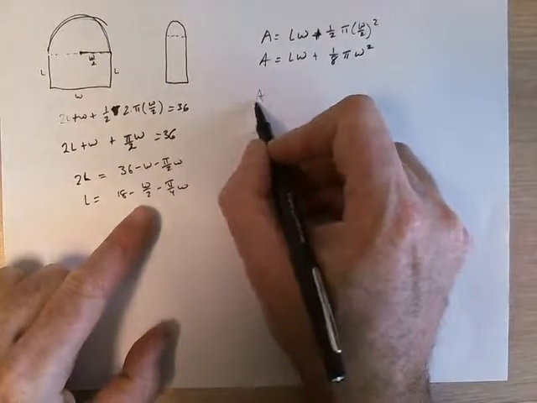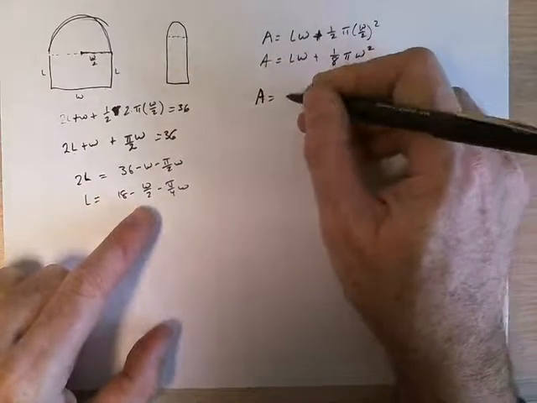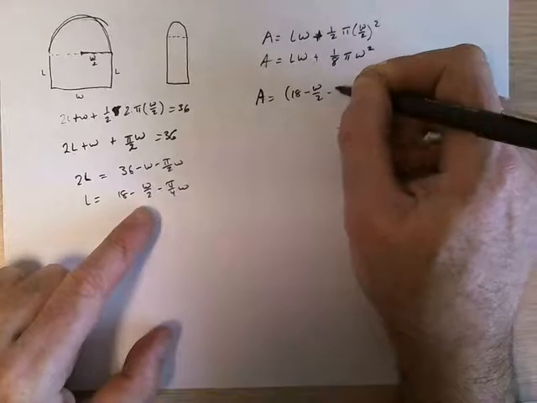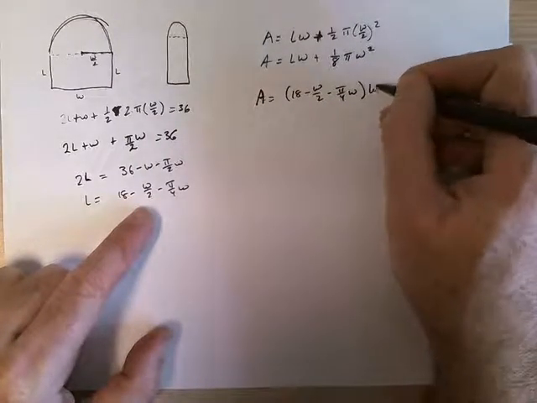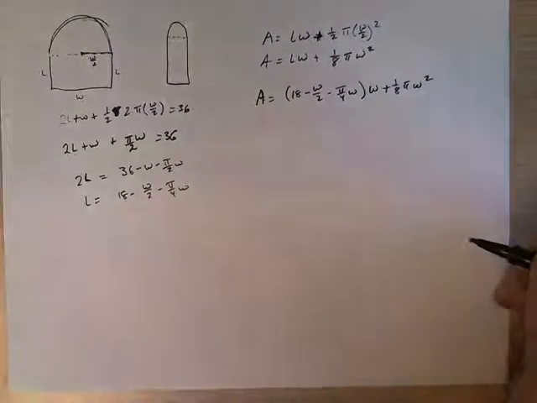So the area is 18 minus W over 2 minus pi over 4 W, times W, plus 1/8 pi times W squared.